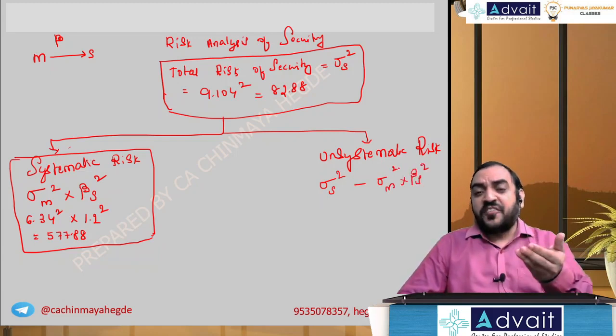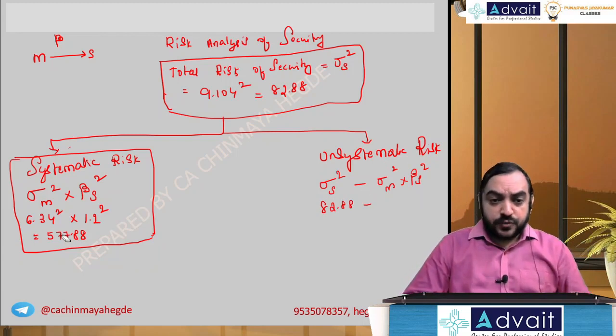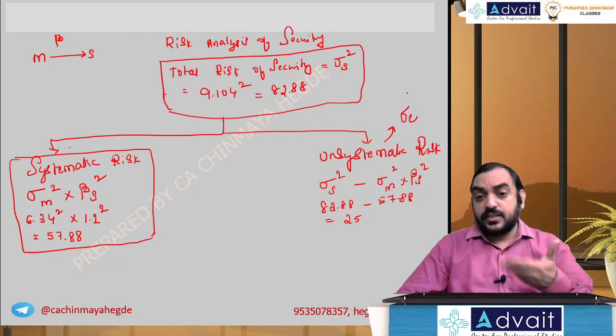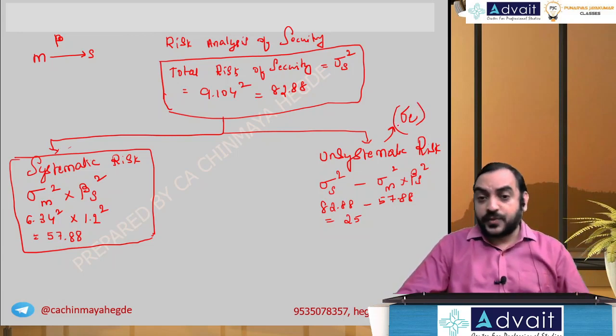Don't be offended by the formula, it is a balancing figure. So total risk is 82.88 minus systematic risk 57.88. So balancing figure, 82.88 minus 57.88, that is 25. And we mention the symbol as sigma E, standard deviation of E, that is E for error or deviation, residual, different names. Unsystematic risk of security is residual.